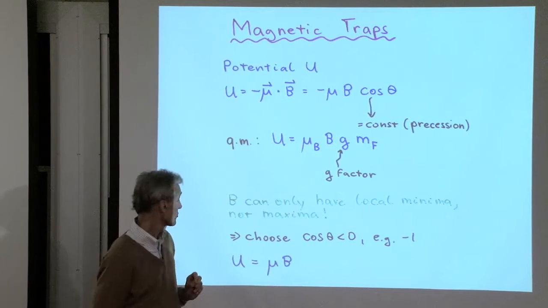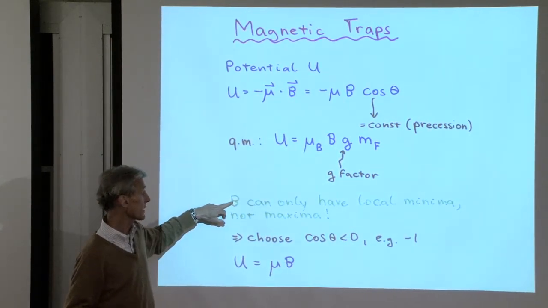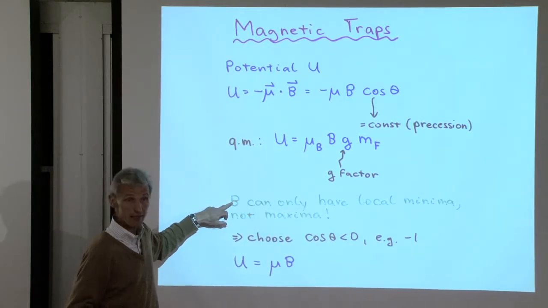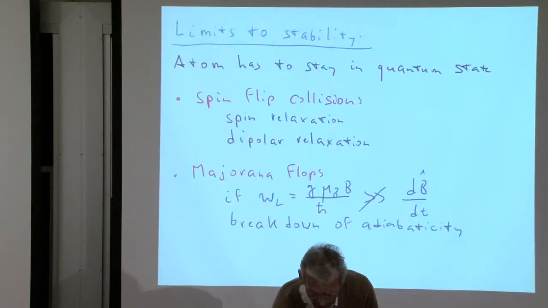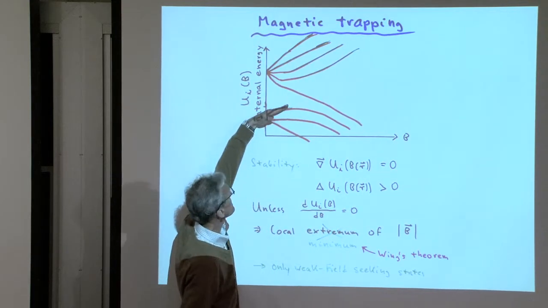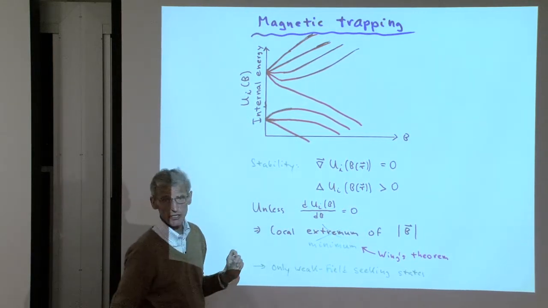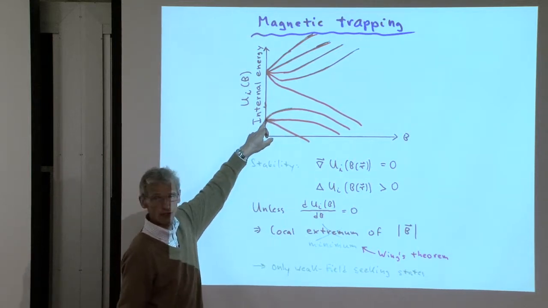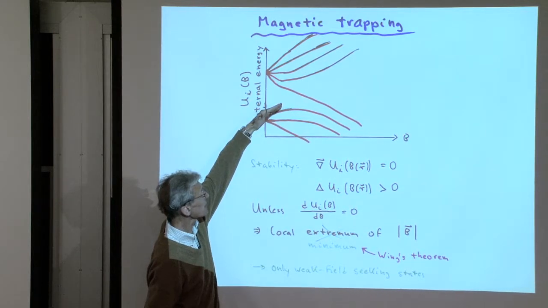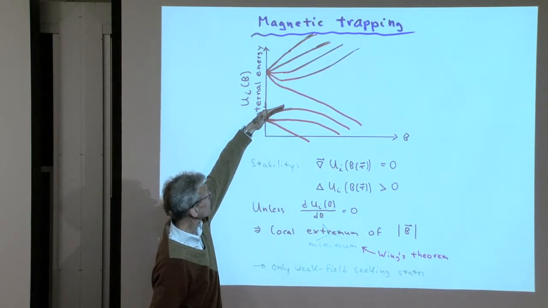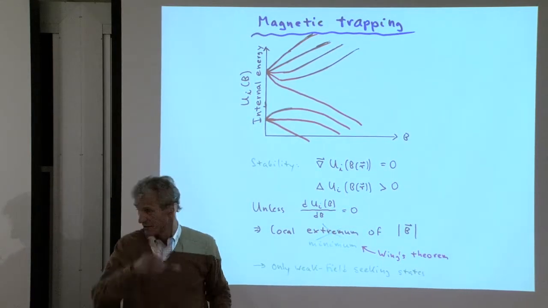I also mentioned to you, and this was Wien's theorem, that the total magnetic field can have only local minima, not maxima, and therefore we can do magnetic trapping only for weak field seeking states. These are states which lower their energy for low magnetic fields. And as a result, since the spin is up, the magnetic moment is anti-parallel to the magnetic field, those states can always lower their energy by flipping the spin.